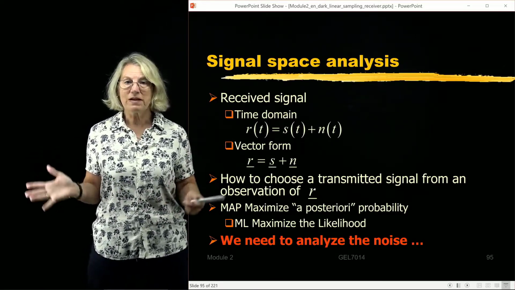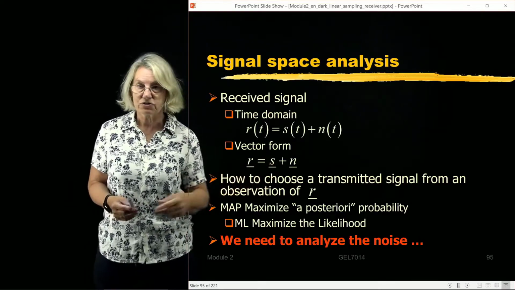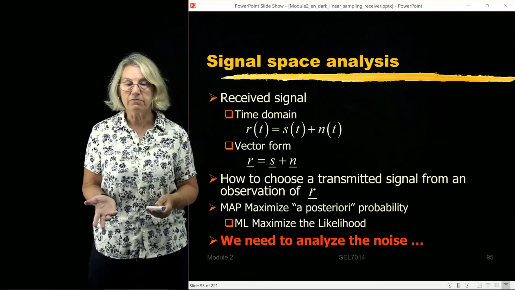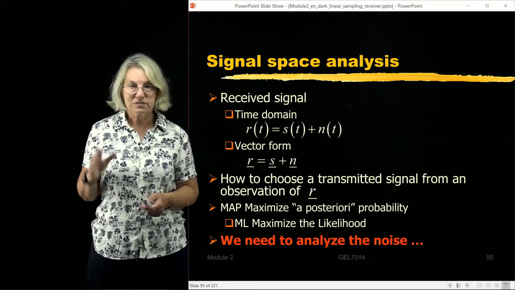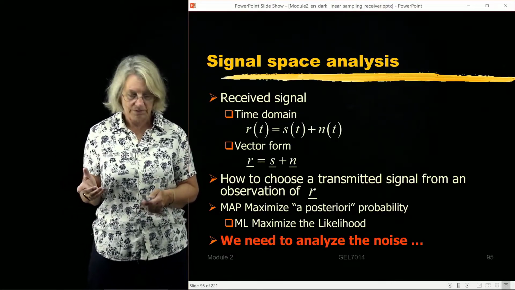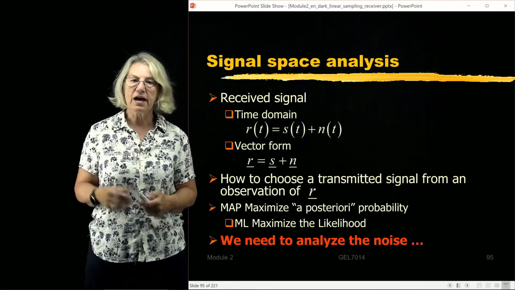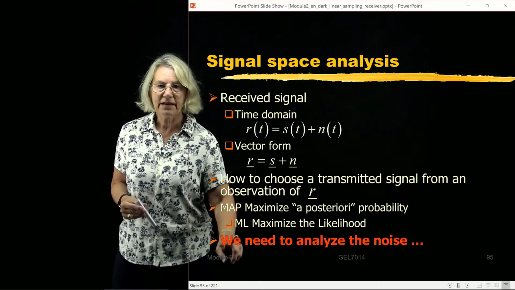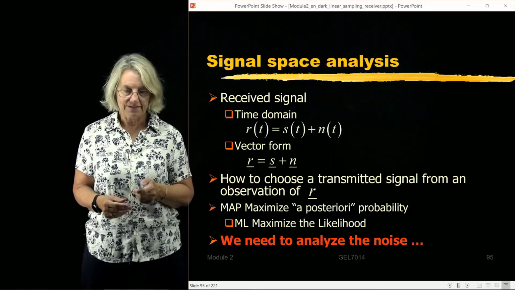In signal space, it's a little more complicated because we have these vectors that we're working with, and vectors of random variables are of course more complex than single random variables. So let's go through the analysis of the noise so that we can apply this MAP and ML strategy to this vector form in signal space.